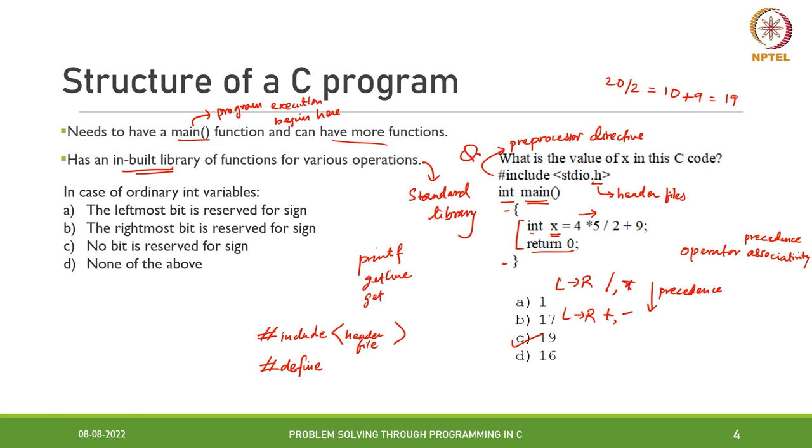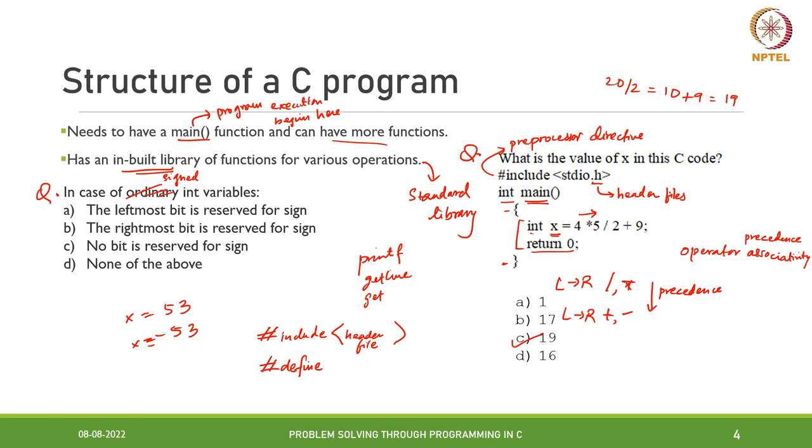Okay. All right. Then the other question that I have for you is that in case of ordinary int variables, when I say ordinary int, I mean that it's signed int. That means it can have a sign. It can be 53 and minus 53. So you can set x to 53 or set x to minus 53. So that's what I meant by ordinary. That means it's signed int variables. It has a sign. Okay. So in case of signed int variables, which of these statements is true?